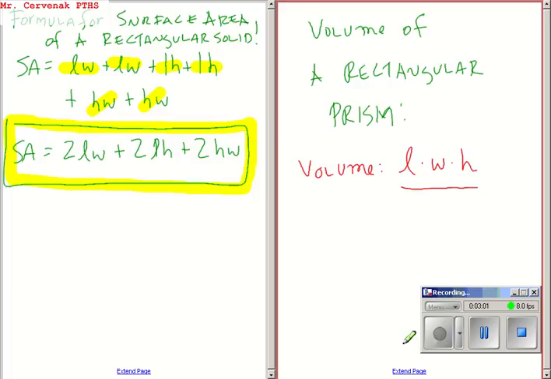Next, we recall that all three-dimensional objects have volume. We have a formula that we can use to compute the volume of a rectangular prism. Quite simply, the volume of a rectangular prism is the length times the width times the height. Multiply the three numbers together to compute the volume.